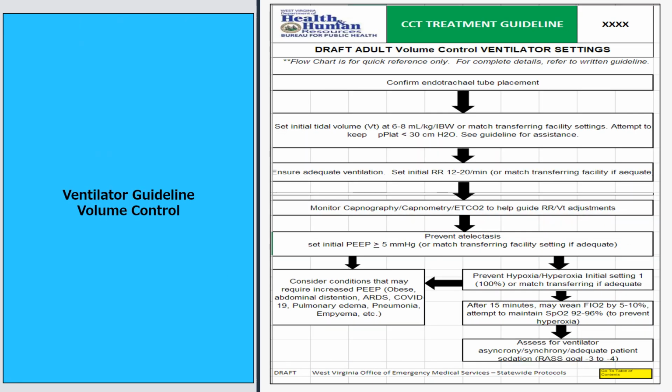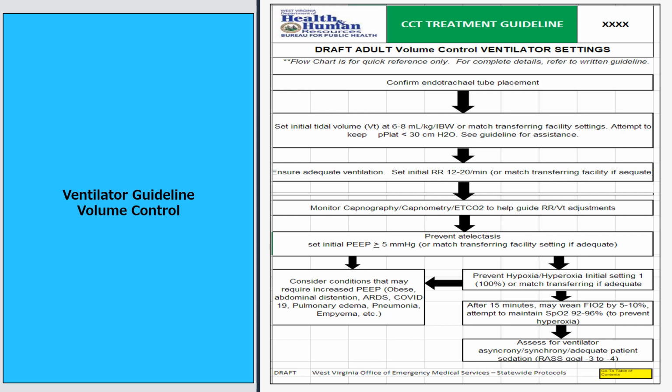Volume control ventilator settings. The flowchart is for quick reference only. For complete details, refer to written guidelines. Confirm endotracheal tube placement. Set your initial tidal volume at 6 to 8 milliliters per kilo of ideal body weight, or match the transferring facility's settings. Attempt to keep your P-plat at less than 30 centimeters of water. Ensure adequate ventilation. Set your initial respiratory rate between 12 and 20 a minute, or match the transferring facility if adequate. Monitor capnography, end-tidal CO2 to help guide the respiratory rate and the tidal volume for adjustments.